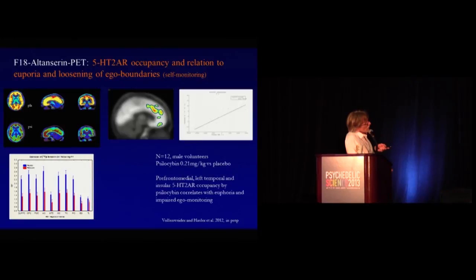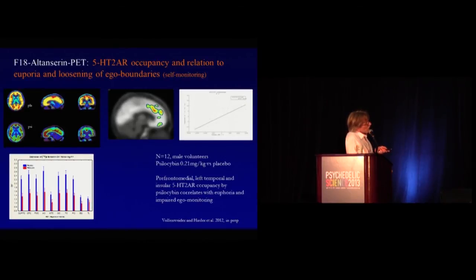But then we wanted to know how is the receptor occupancy with psilocybin in this case at this receptor site. And you see here, without psilocybin you have a certain measure, a certain binding capacity in different brain areas. And if you give psilocybin, then you reduce the binding. And these are the differences. Here is placebo, here is with psilocybin. And then you can make difference maps and map out the occupancy.